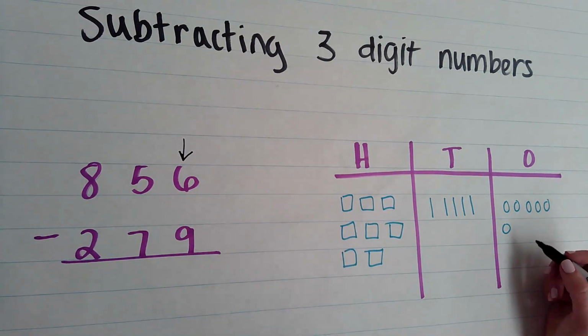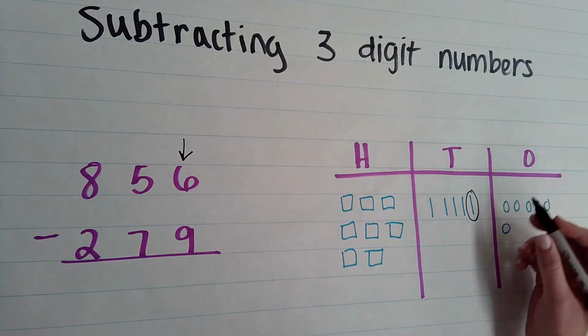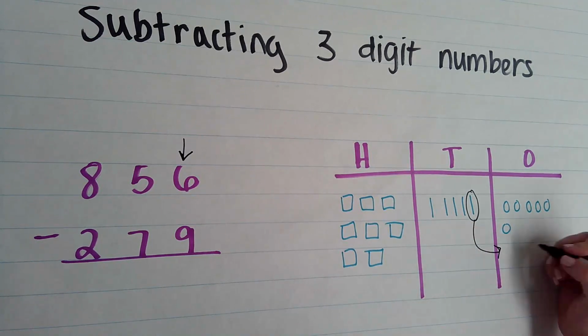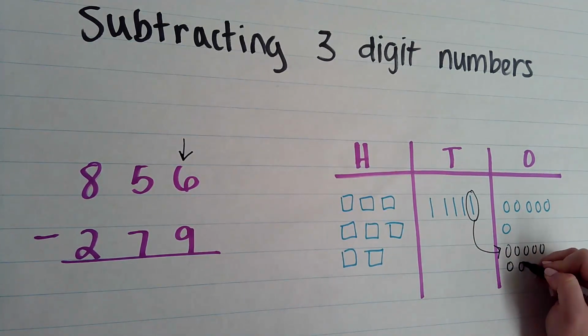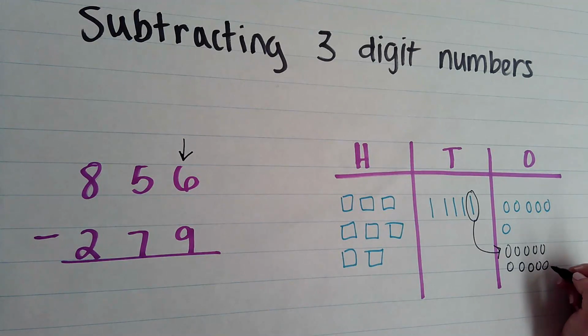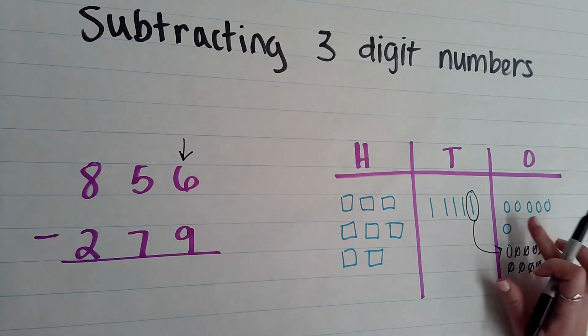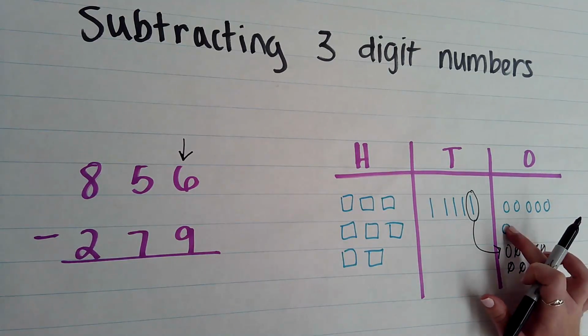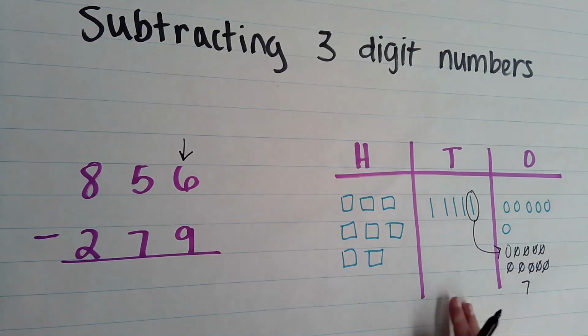I only have 6. So what I'm going to do is I'm going to take a 10, and I'm going to trade it for 10 1s. 1, 2, 3, 4, 5, 6, 7, 8, 9, 10. Now I have enough that I can cross off the 9 I'm supposed to take away. 1, 2, 3, 4, 5, 6, 7, 8, 9. And I have 1, 2, 3, 4, 5, 6, 7 remaining.